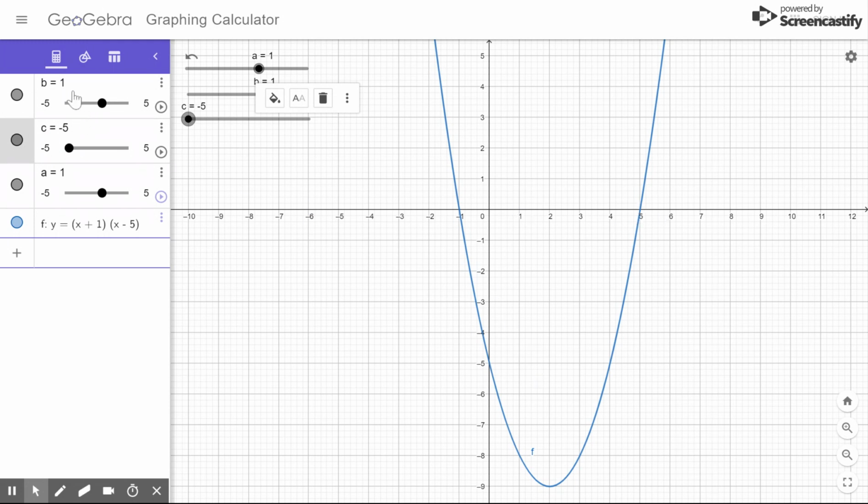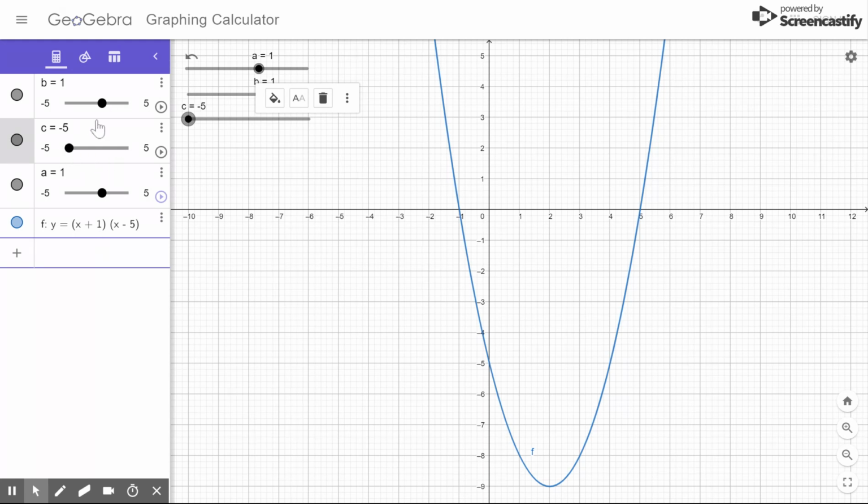So here I've got that one of my brackets is +1 and the other is -5, and notice how the places where it crosses the x-axis are at -1 and at +5, which is the opposite sign to the numbers in the brackets. Also worth noting that my vertex is halfway between these two x-intercepts, or roots. The place halfway between -1 and 5 is 2, so I could now work out the coordinate of that vertex by substituting x is 2 into this equation.